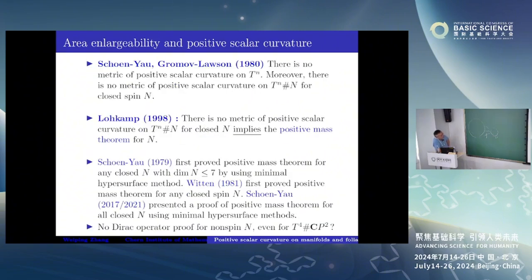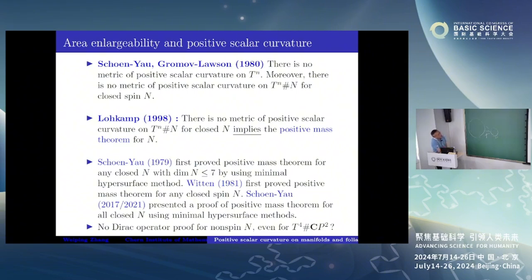And indeed, the torus is area enlargeable, so this goes back to Schoen-Yau and Gromov-Lawson. This gives the proof that there is no metric of positive scalar curvature on any torus. Moreover, since the connected sum of a torus with a manifold is also area enlargeable, the consequence is that there is no metric of positive scalar curvature on any such connected sum if the manifold is spin.